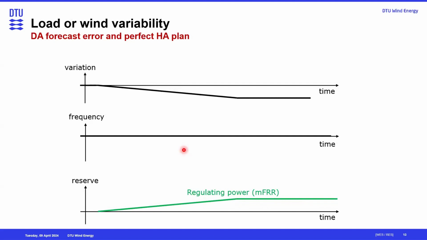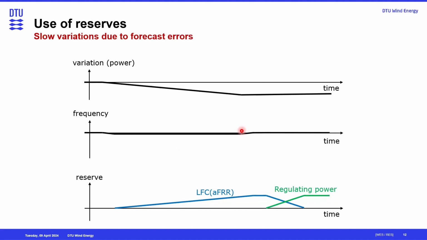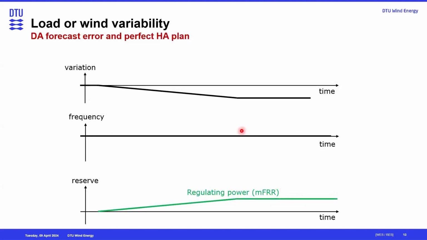So now what we see is that in the previous one, there was a slow variation due to forecast error, but we did not proactively activate any balancing reserves, balancing power. As a result, the LFC was activated. But now, if we can manually activate this regulating power based on my forecast error, and we assume that we have a perfect hour ahead plan or perfect hour ahead forecast, then there is no dent in the frequency. Nothing is activated based on the automatic reserve, and it is all handled with the regulating power or the manual reserve.